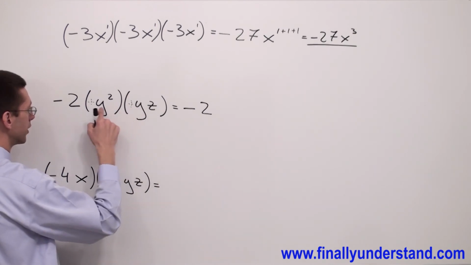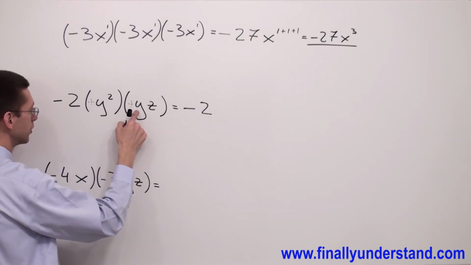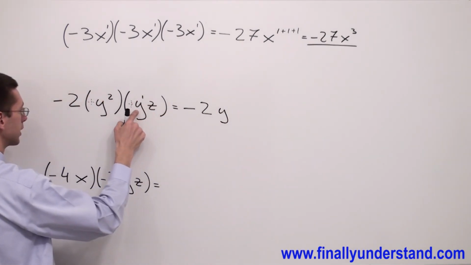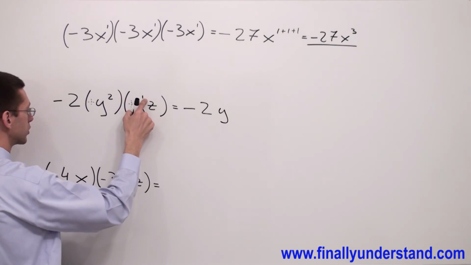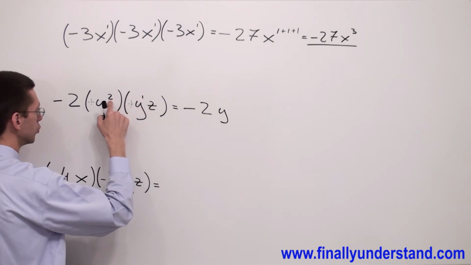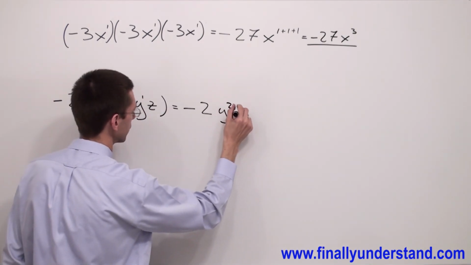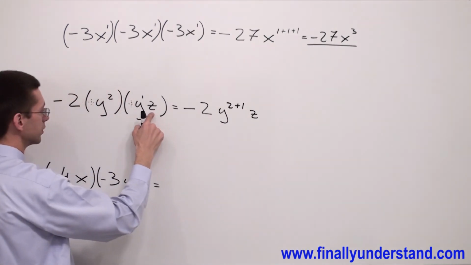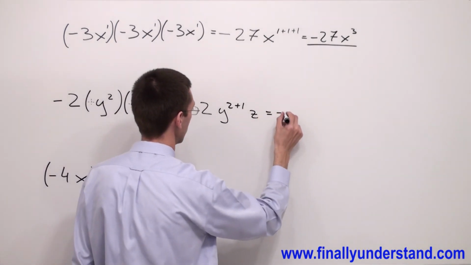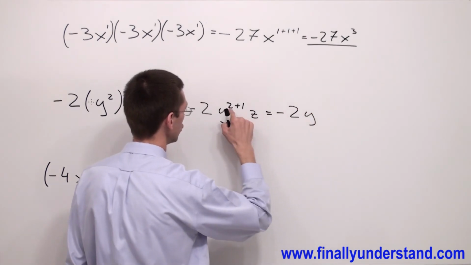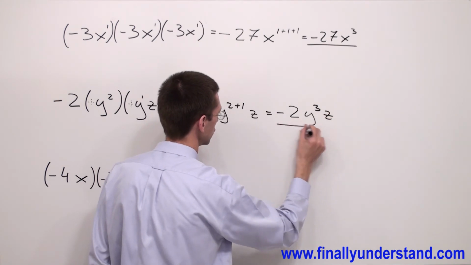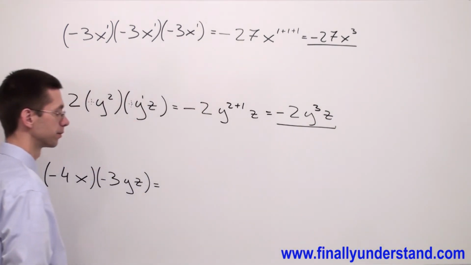Anytime I multiply the variables with the same base, I have to keep the base and add exponents. Remember, anytime there is no visible exponent next to the variable, there is always an invisible one. So I have 2 plus 1. And I have z, because I have just one z. My answer is going to be equal to minus 2y to the 2 plus 1, which is 3, z. This is the solution to my problem.